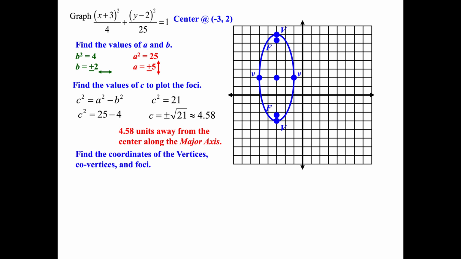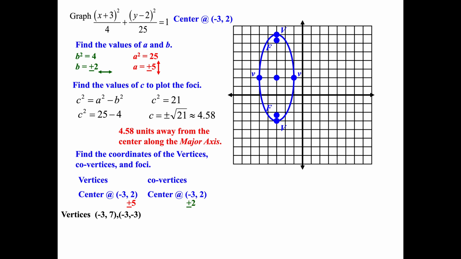And again, with the coordinates, starting at your center, -3, 2, up and down 5, we'll add and subtract that to the y coordinate of 2, so -3, 2 plus 5, 7, and 2 minus 5, -3. So -3 starts off each point. Covertices, -3, 2, we're going to add and subtract 2 to the x coordinate, so -1, 2, and -5, 2. Foci, again, that plus or minus square root of 21 being added or subtracted to your y coordinate, we can leave it as 2 plus the square root of 21.